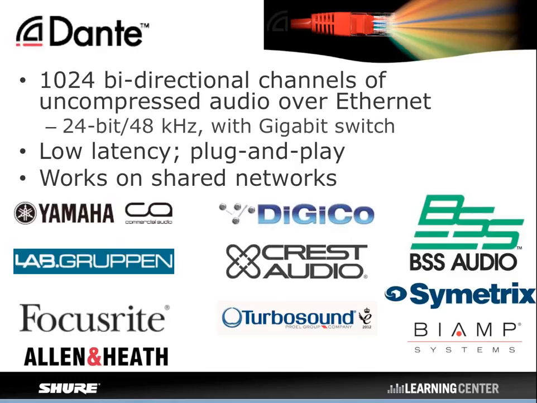And again, some of the advantages of Dante, which is what we've gone with: you've got over 1,000 channels of bidirectional uncompressed digital audio available over Ethernet using off-the-shelf cheap Cat5e or Cat6 cable. Much easier than dealing with large, heavy snakes and all of the problems that come with long audio cable runs, hum, buzz, and that sort of thing, right? It's all just digital audio packets running around your network. And again, Dante is great because it works on shared networks. It doesn't have to be isolated by itself, and it's extremely low latency.